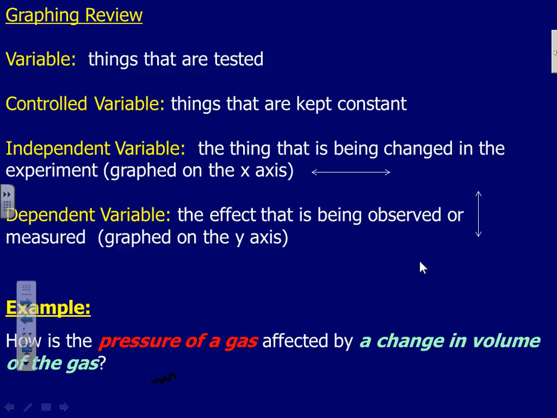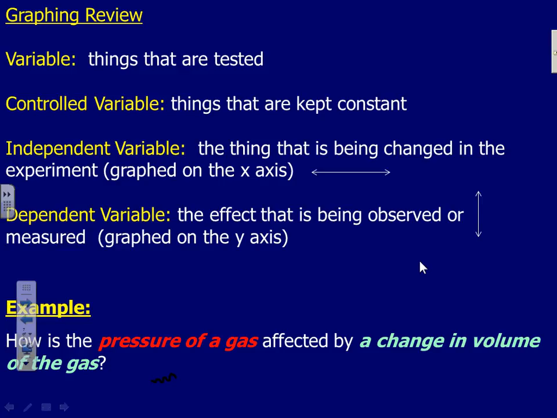So I guess if we were talking about choking the engine, that would be a variable. How far do you pull the choke out in order to get that engine to start? So that would be a thing that we're testing, and we're changing it. We're going to pull the choke out, see if the engine starts.